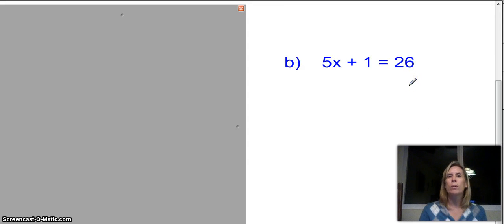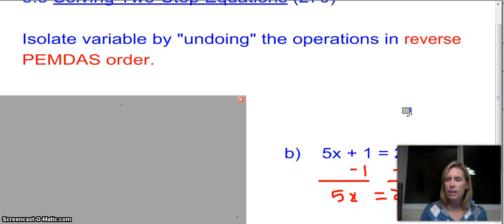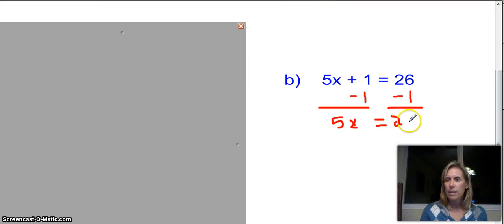5x plus 1 equals 26. The first operation to undo is the addition. Good. So subtract 1. The opposite of addition is subtraction. Subtract 1 from both sides, and we are left with 5x equals 25. Whoopsie. And now to isolate the x, to undo that multiplication of 5, we will divide by 5.